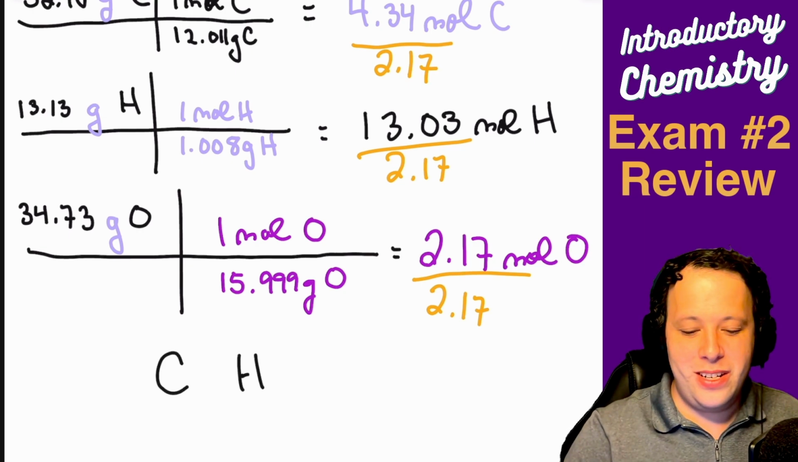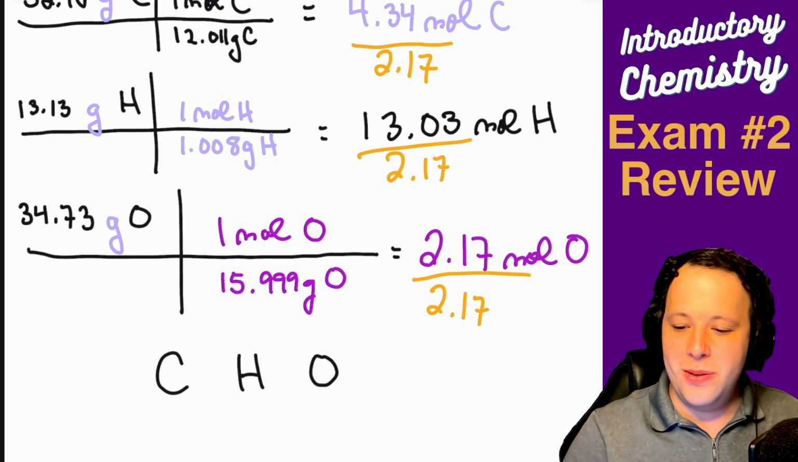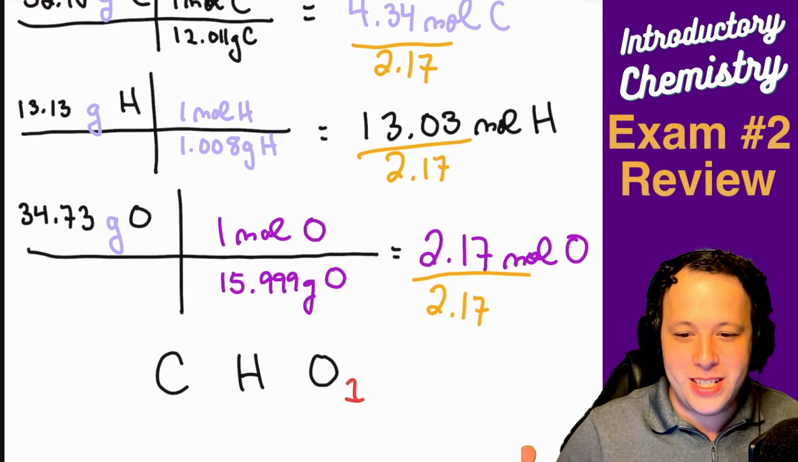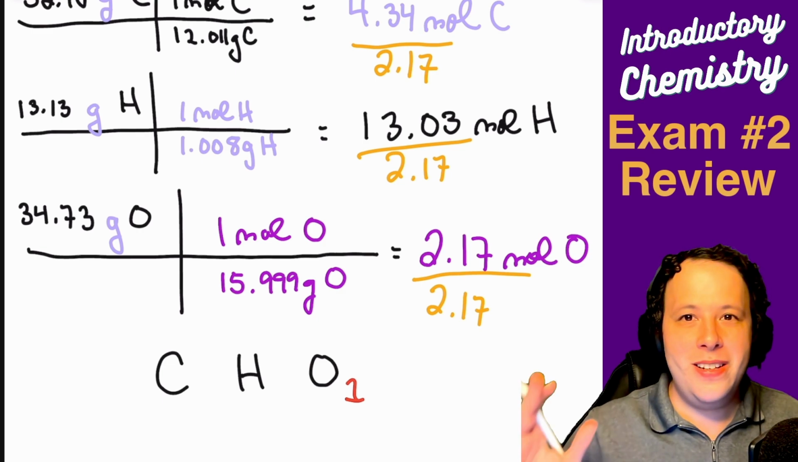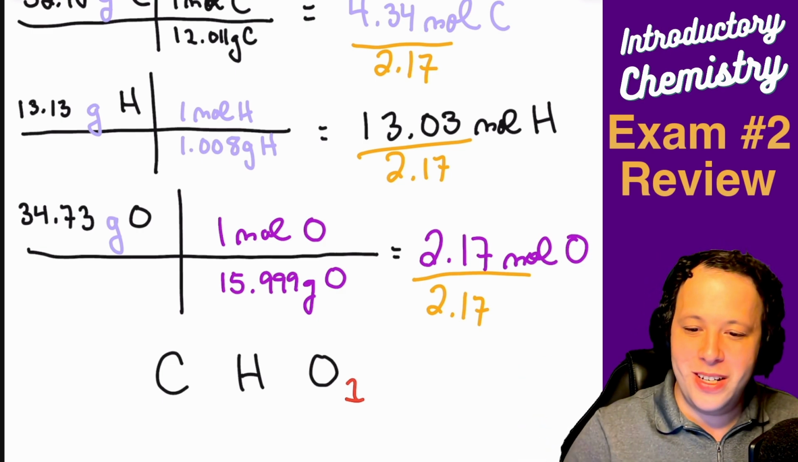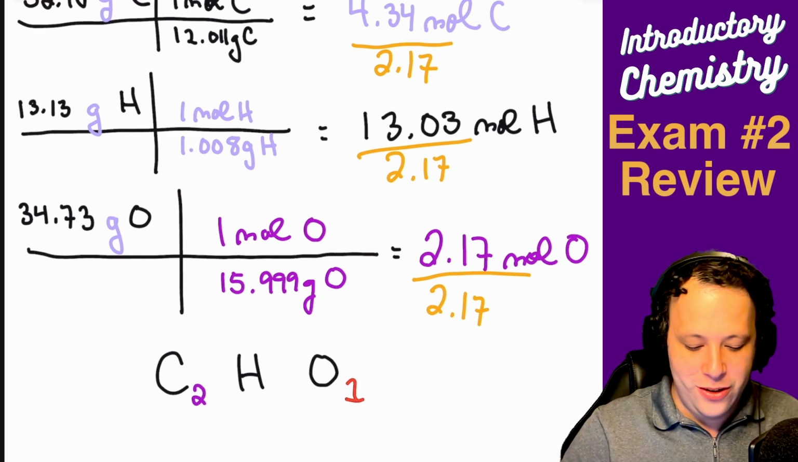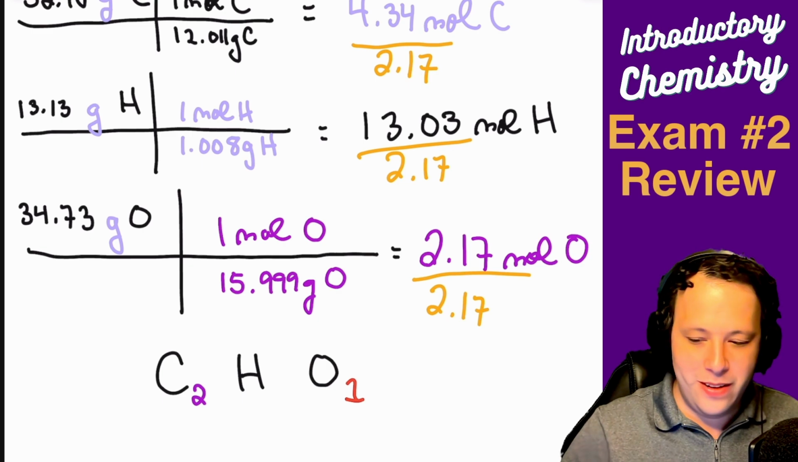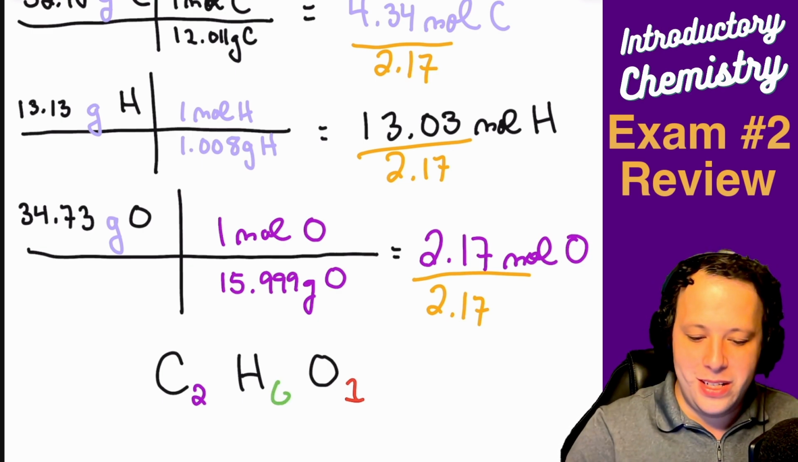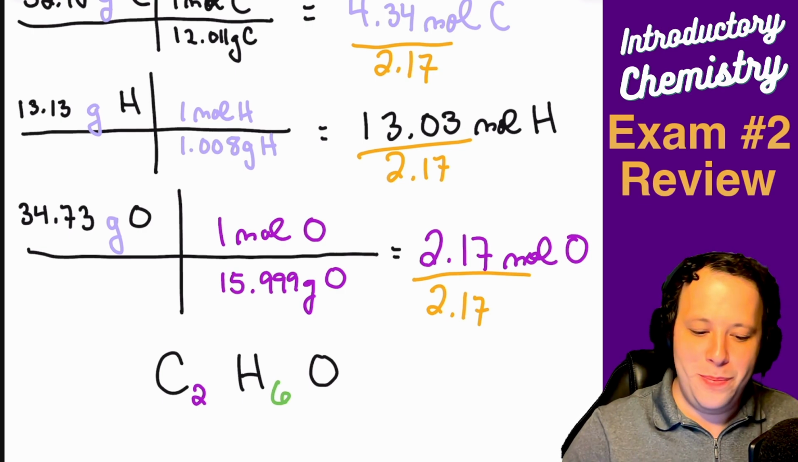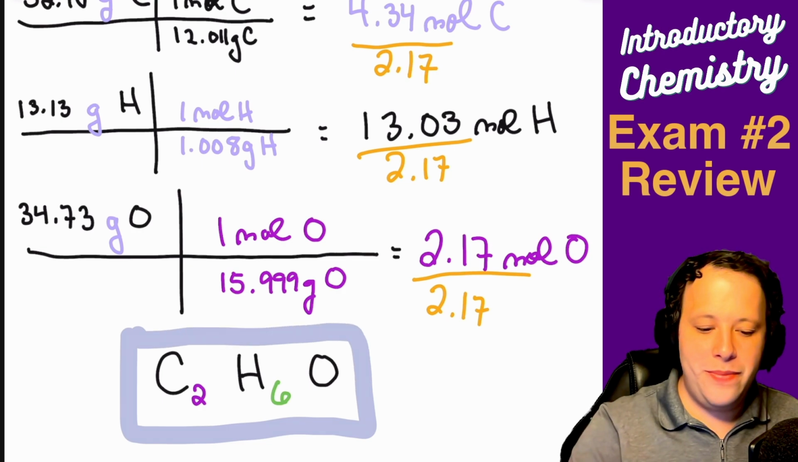So we'll take our individual species, right? So oxygen was the smallest, right? So it's 2.17 divided by 2.17. Then for carbon, it's 4.34 divided by 2.17. So that would be 2. And then for hydrogen, when we do 13.03 divided by 2.17, we'll get roughly about 6. So our empirical formula for this molecule is going to end up being C2H6O.